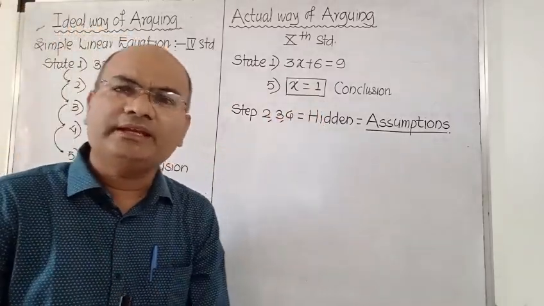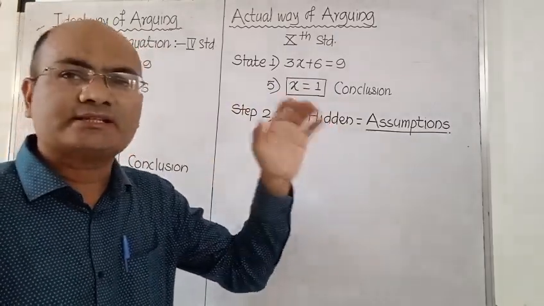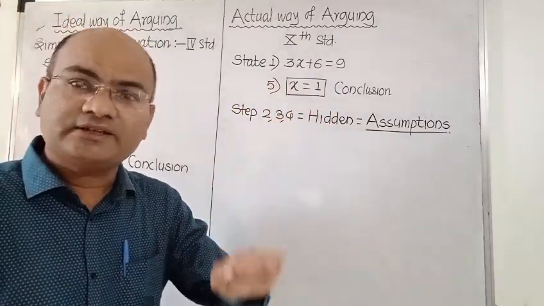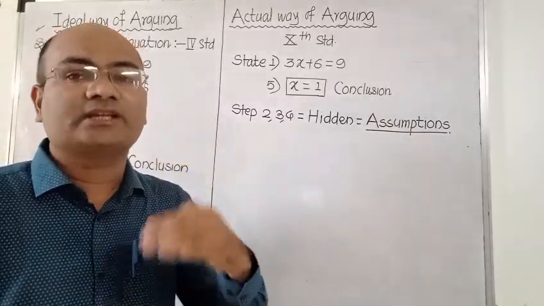So in a simple way, in the actual way of argumentation, steps number 2, 3, 4 are called hidden steps, unsaid steps, and are called assumptions of the passage or assumptions of the equations.